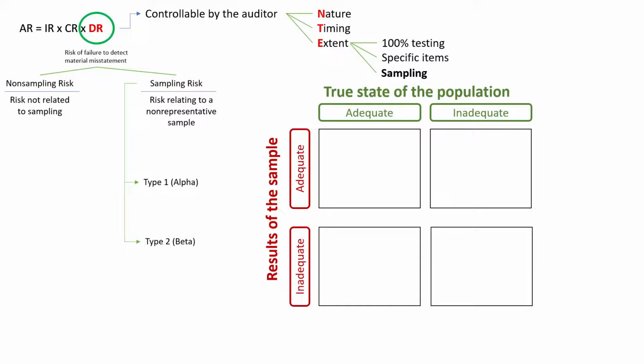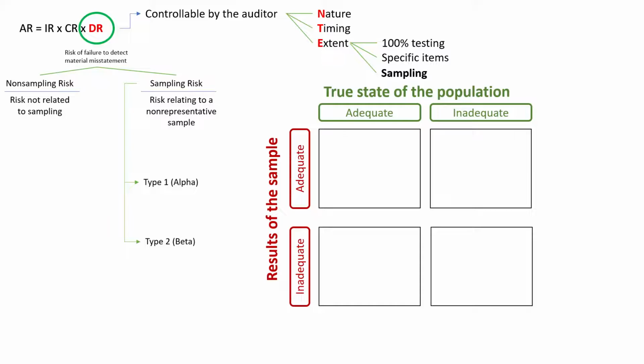So, let us assume that those quadrants presented in the green font represent the true state of the population. Meaning to say, had you tested the entire population, this is what you would have seen. Perhaps in this instance, because you would notice the terms used are adequate and inadequate, this will refer to test of controls. So let's illustrate this one via test of controls. Meaning to say, had you tested the entire population, you may have seen that the controls are adequate or they may be inadequate. But because we did not test the entire population, we only tested the sample, we can only see the results coming from the sample.